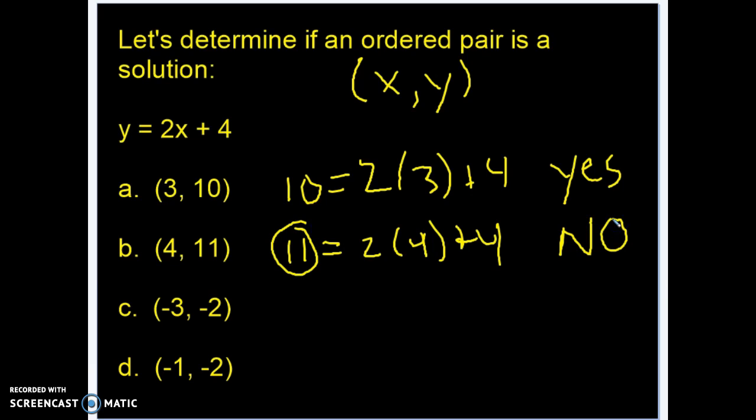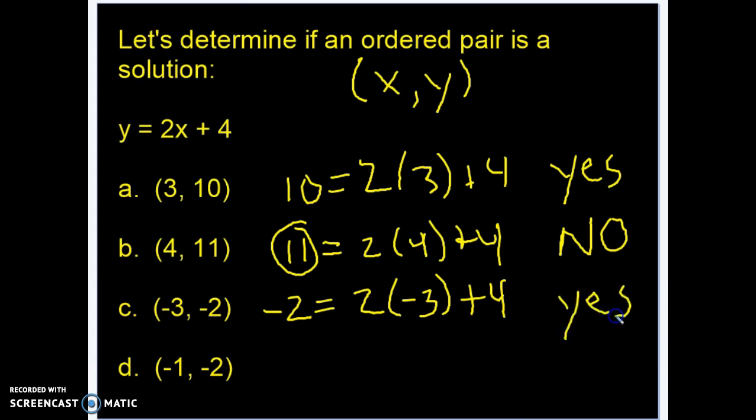We can also do this with positives or negatives. So we take the y value out, we put negative 2 in. We do 2 times negative 3, since x is negative 3, plus 4. Well, 2 times 3 is negative 6. Negative 6 plus 4 is negative 2. So yes, this one would work.